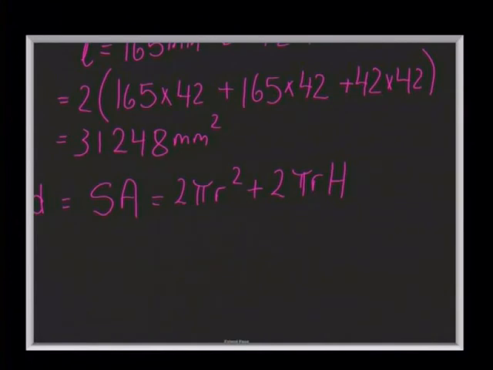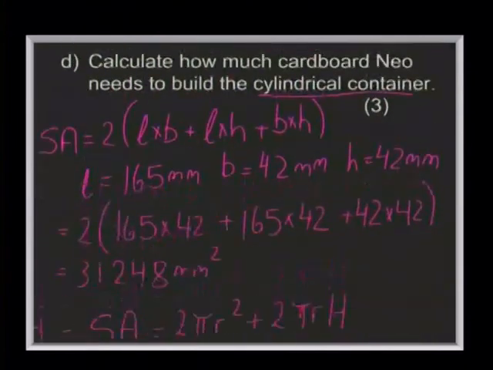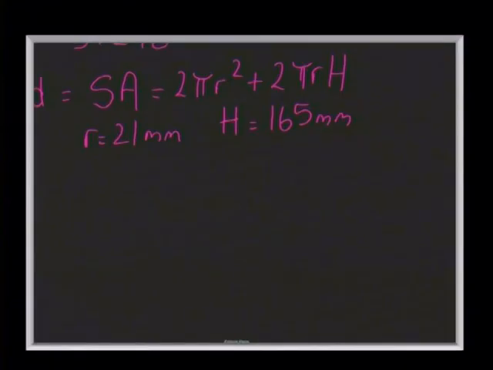Again, I'm going to go back to the question just to check what were the dimensions that I've been given. I've been given the radius is 21 millimeters and my length is 165 millimeters. Well, that's the height in this case. So my radius here was 21 millimeters and my height was 165 millimeters. Just makes it easier for me to not get it wrong. So substitute that into the formula.